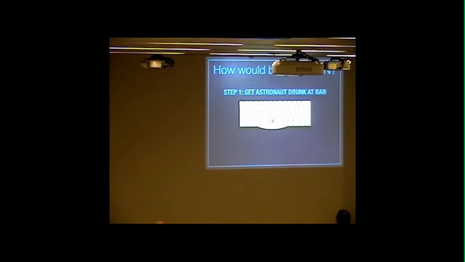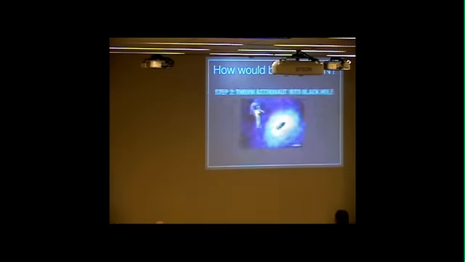And in this case, it's an unsuspecting astronaut, and he is indeed drunk at the space bar. Step two would be to throw the drunken astronaut into a black hole, and that's how a bar can fuel an AGN.